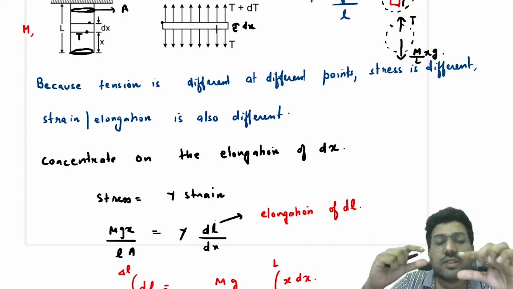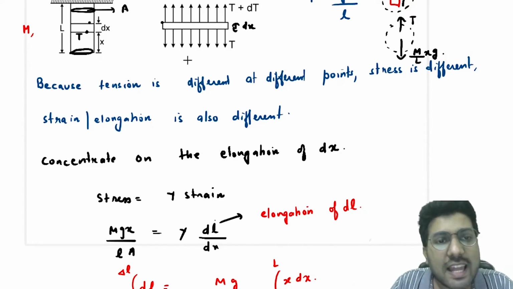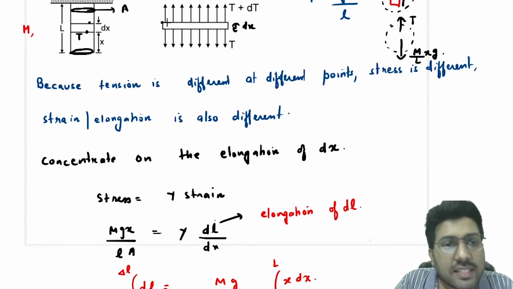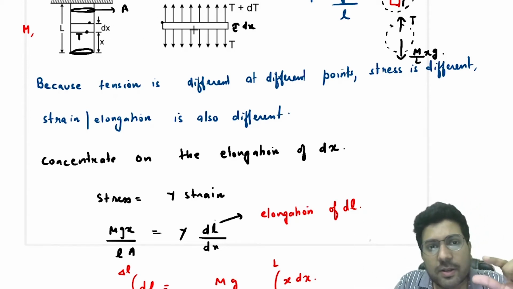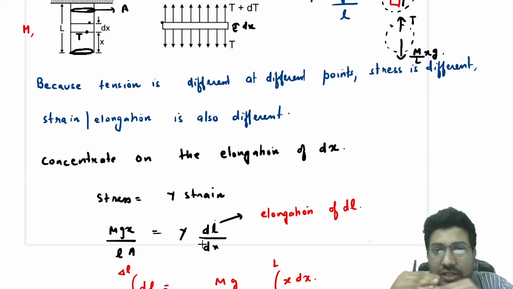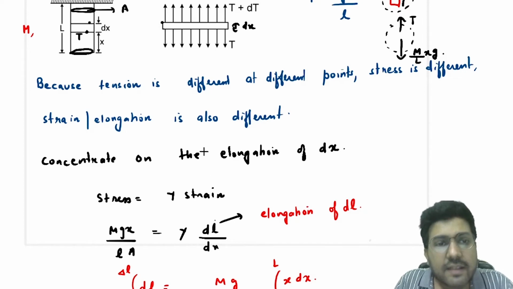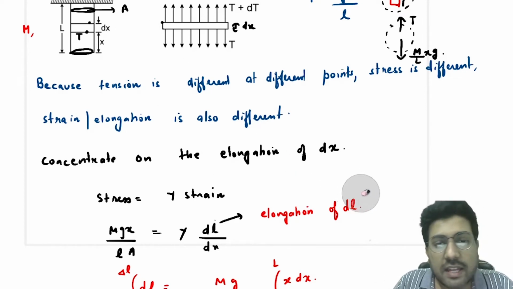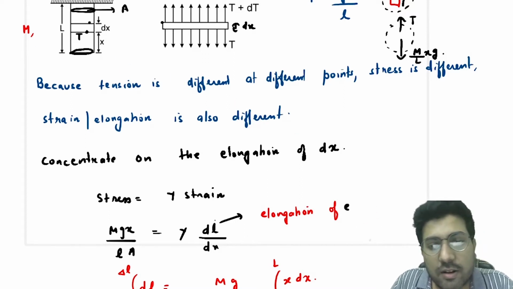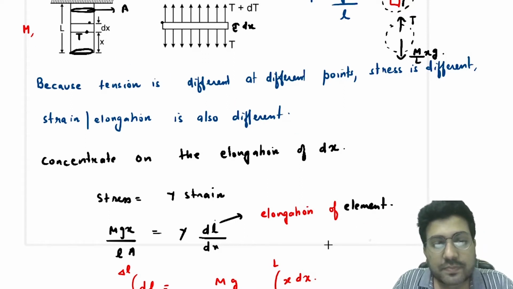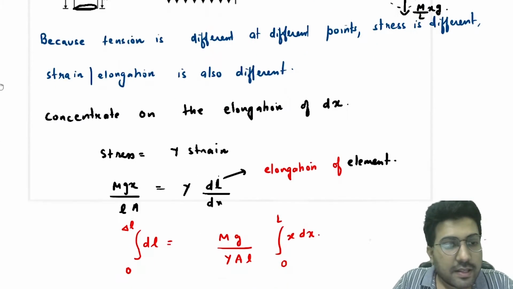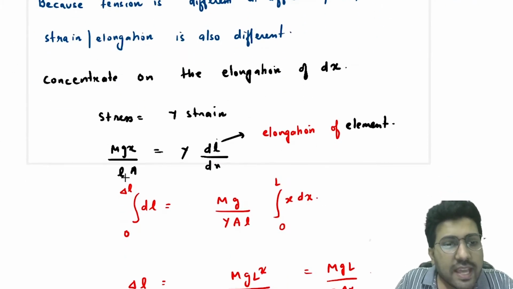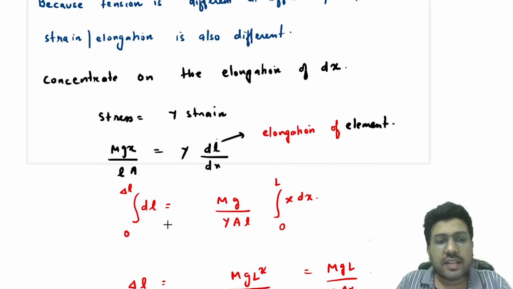We have to only concentrate on this element. We are calculating the elongation of this element only. Forget everything else. Only this element is your body. So the original length of this element is dx, and dl is the elongation of the element. Then mgx by LA dx divided by Y is equal to integration of dl.